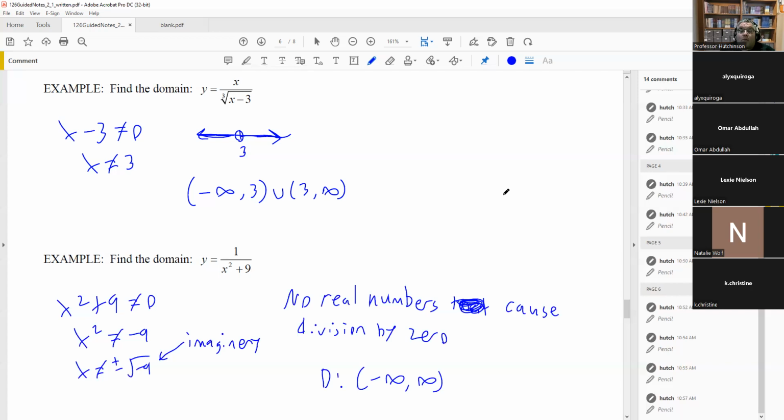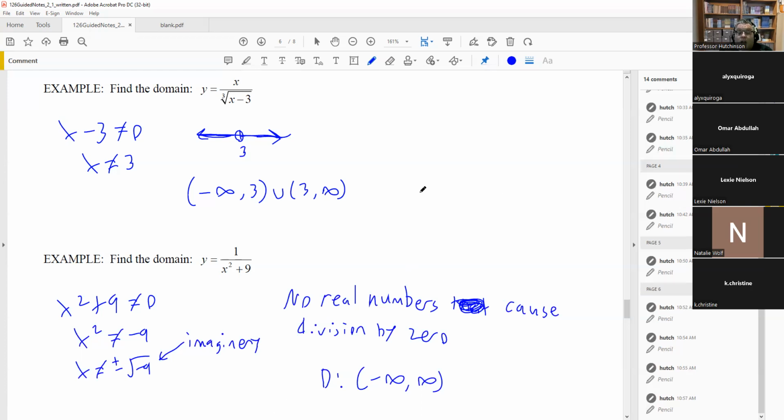If there's no real number that ever causes division by 0, that means that it's going to work for any number I put in here, and there's no restrictions on my domain. My domain is negative infinity to positive infinity. Now, what you might be thinking is, well, wait a minute, what about negative 3? If I put negative 3 and I square negative 3, won't that give me negative 9? And I get negative 9 plus 9 will give me a 0.